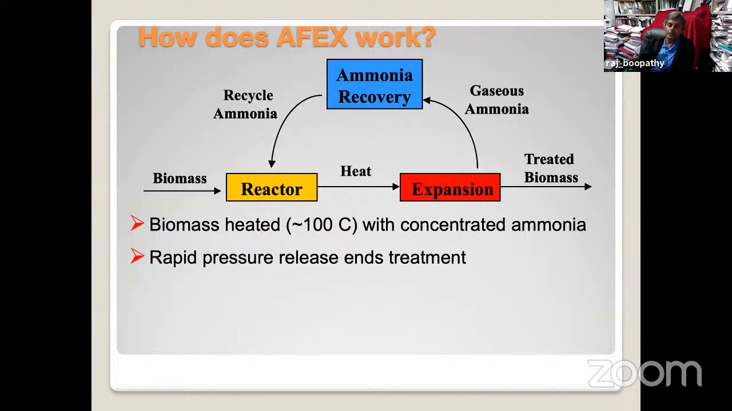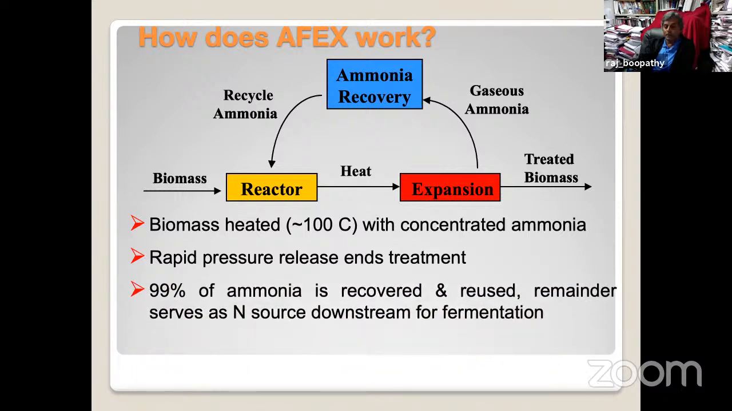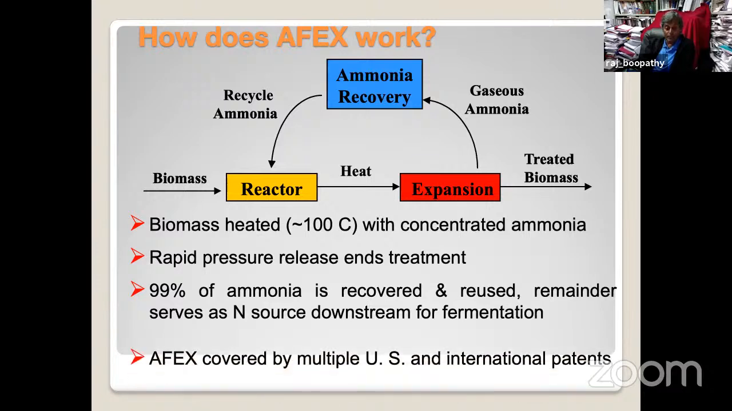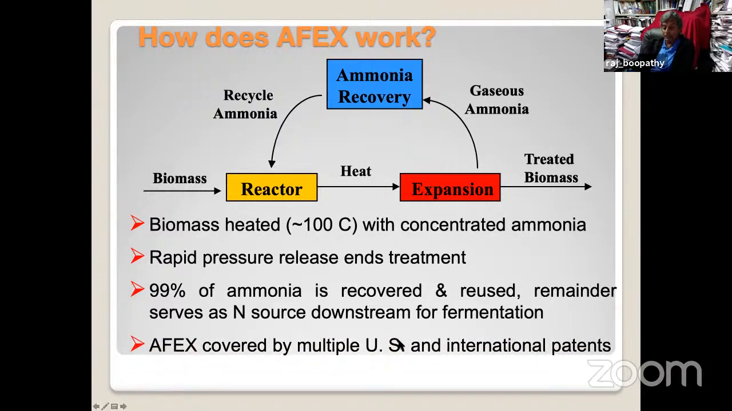AFEX is basically you take the biomass, put it in a reactor, and you add ammonia and heat, and so it expands, and you get the lignin out, and then you can recover the ammonia and reuse it, so you can have reduced cost. And the treated biomass has cellulose and hemicellulose, which can be processed further. So with rapid pressure release and treatment, 99% of the ammonia is recovered and reused. The remainder serves as a nitrogen source downstream for fermentation. So the AFEX process is commercially successful in the US. And of course, it's a patented technology, so anybody that uses it has to pay royalty.